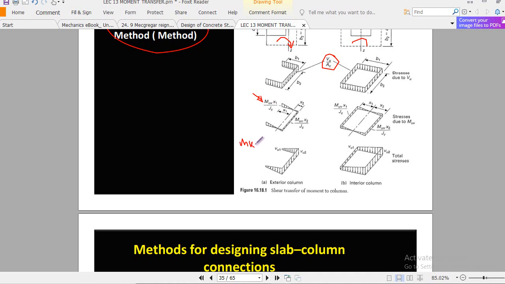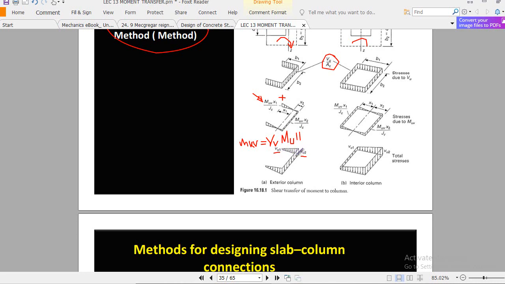Muv is gamma v times Mu, the total unbalanced moment times gamma v. It will give you Muv, right? Then you have to add these two, and you get this result. This will be the net shear stresses. This is Vu2, Vu1, or this may be Vab, and this will be Vcd.